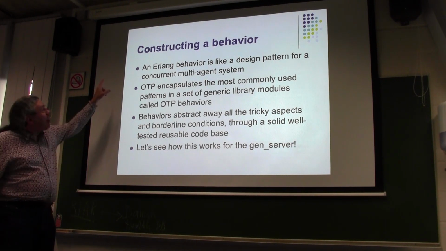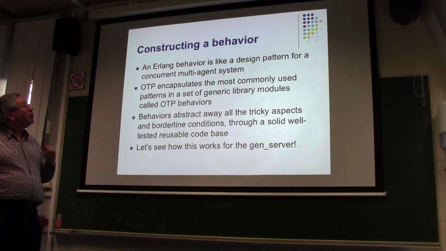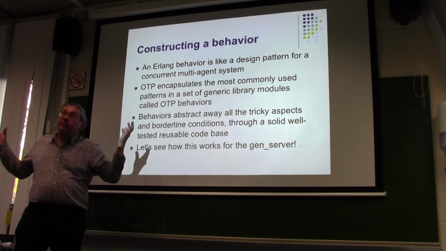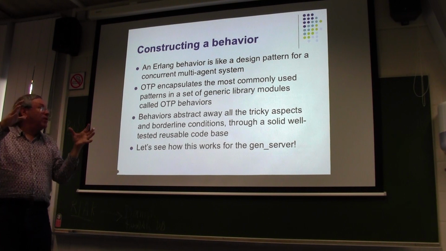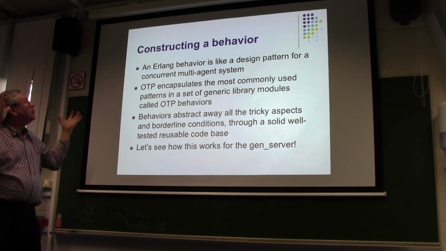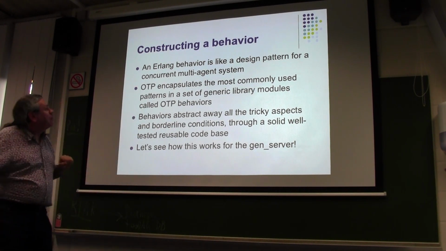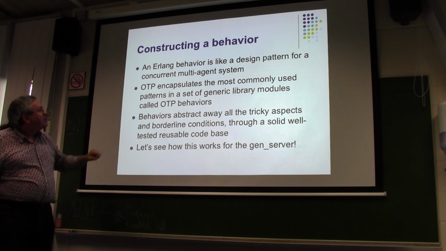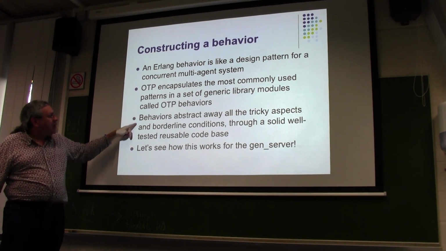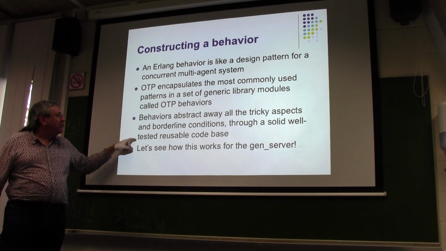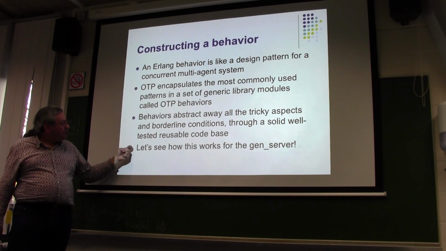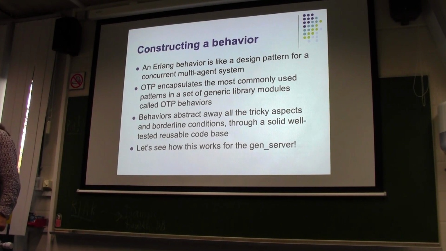So we're going to construct a simple GenServer. It's like a design pattern, but it's a library, a generic library. It looks sort of like a design pattern. You use it in a certain way, and it lets you build a concurrent multi-agent system. So these are the OTP behaviors. And like I said, all the tricky things, borderline conditions, are abstracted away. They're all inside the behavior. So now let's do the server.